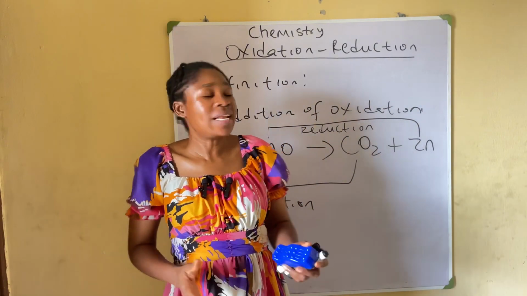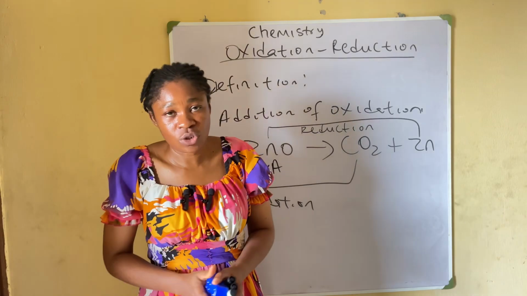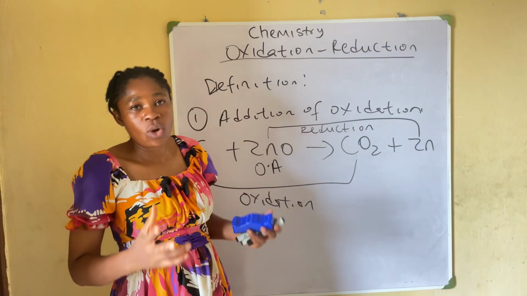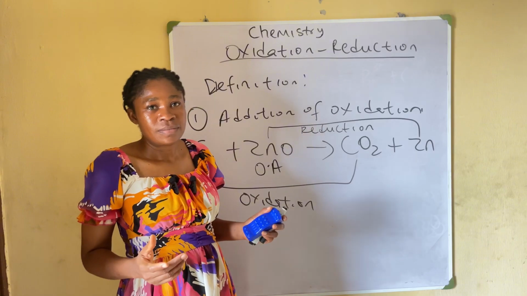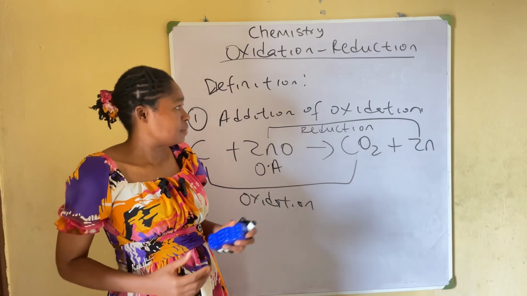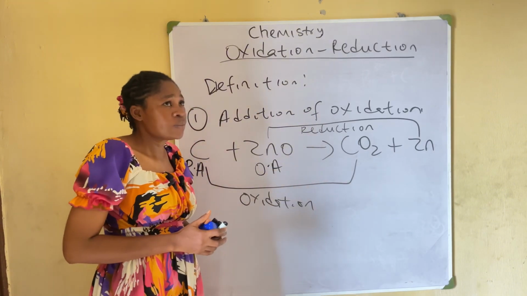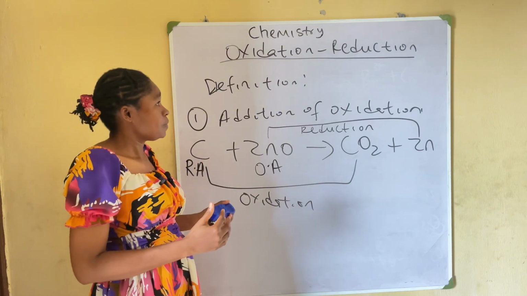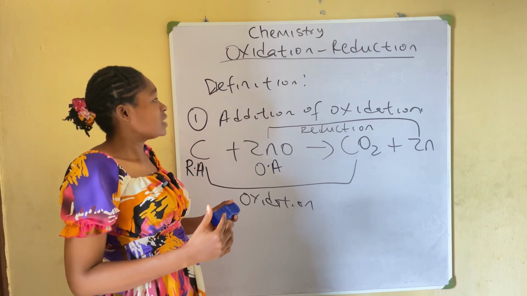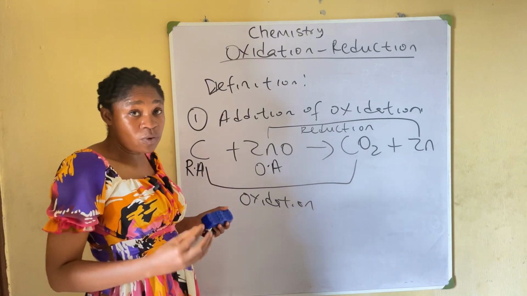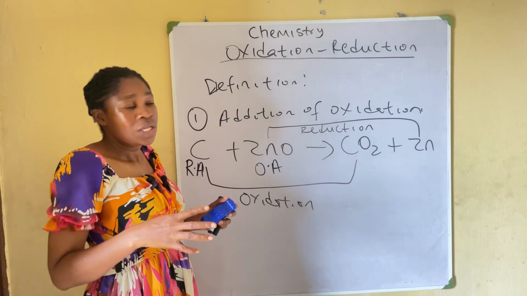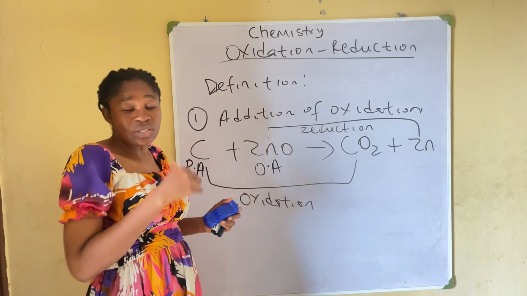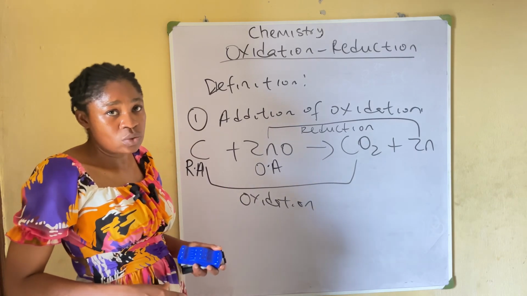On today's topic, we're looking at oxidation and reduction. Oxidation and reduction are two opposing yet complementary processes that happen simultaneously. Okay, look at this. Definition of oxidation. You have about three definitions before I arrive at the final one, which has to do with the transfer of electrons.